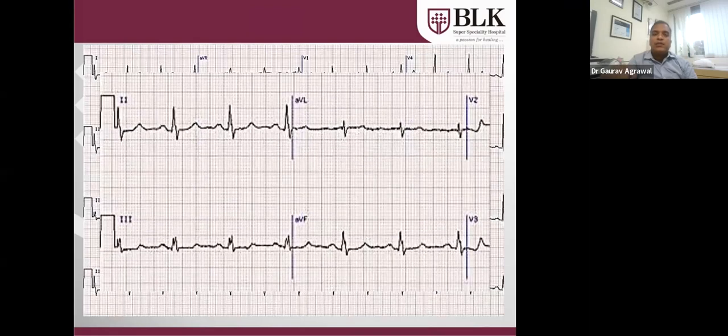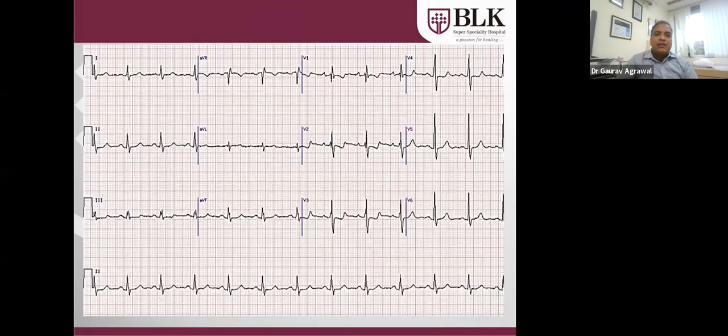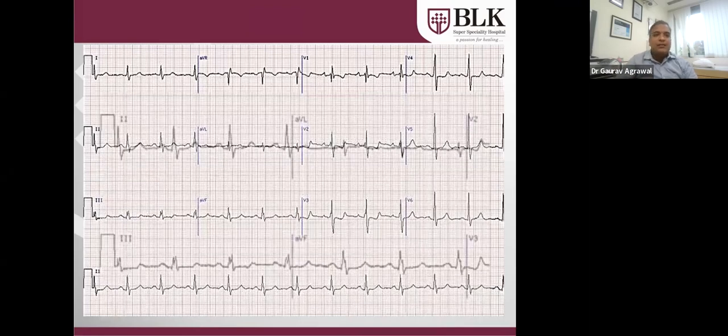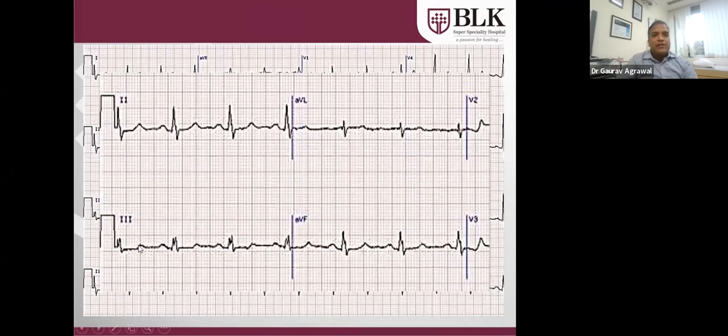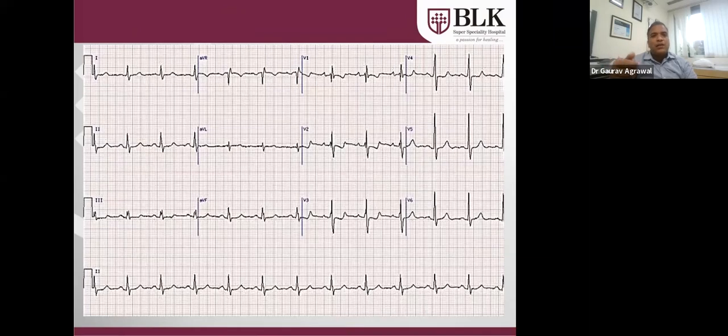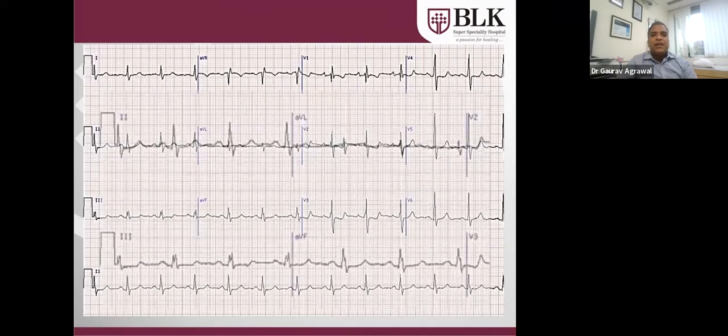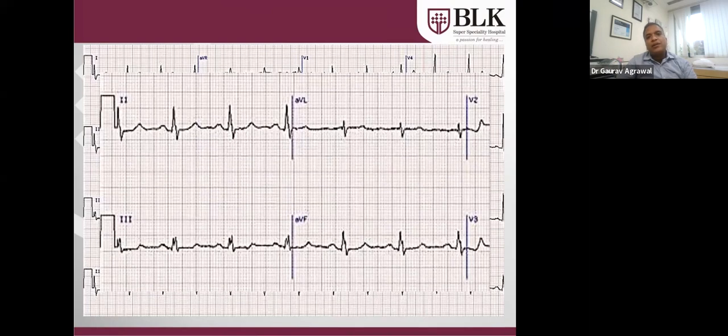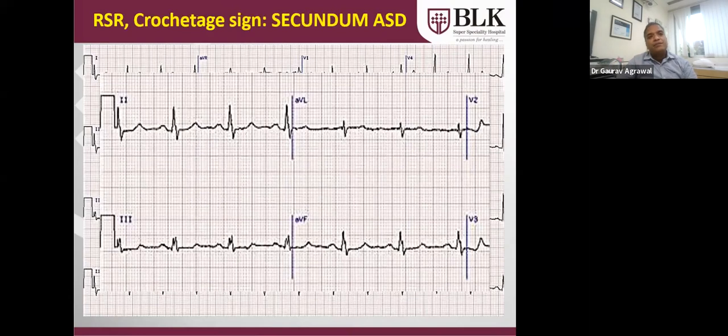This is a zoomed image of ECG. Otherwise, you can see here. You have to see the second, third. Second lead is here. You can see the splintered QRS in lead 3 and aVF. This is typical crochet sign, but not always seen in case of secundum type of atrial septal defect. And the axis is almost normal. But sometimes it leads to the right axis deviation depending on how much the right ventricle is enlarged.